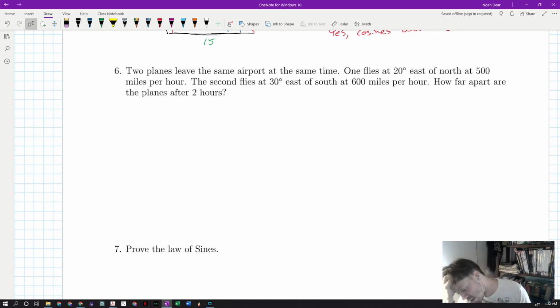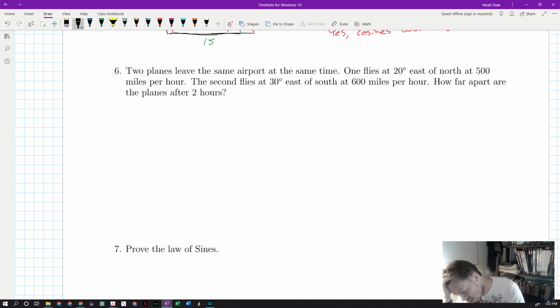We have 2 planes. They leave the same airport at the same time. I'm going to read through the whole thing first. One flies at 20 degrees east of north at 500 miles an hour. And the second flies at 30 degrees east of south at 600 miles per hour. How far apart are the planes after 2 hours?